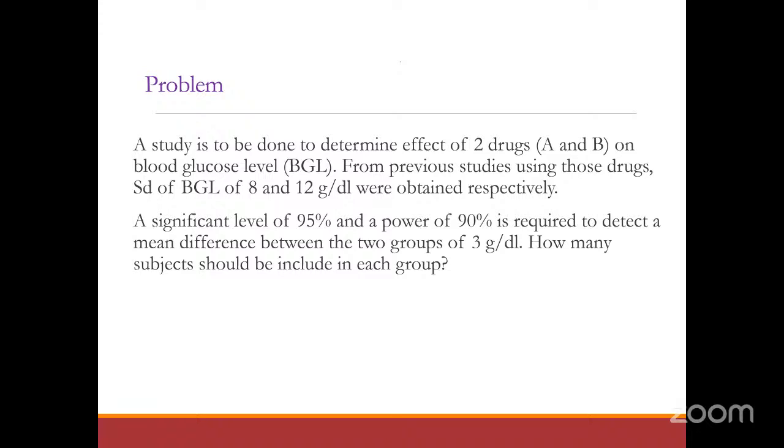So we have these values, 8 and 12. We also have the Z value, which for 95% is 1.96. We also have the power values. These values come from a statistical table. Using this we can get the sample size.